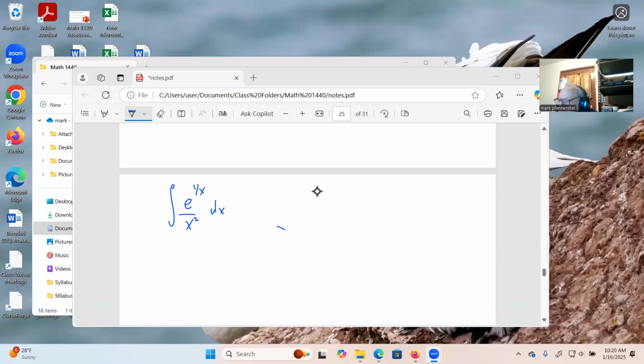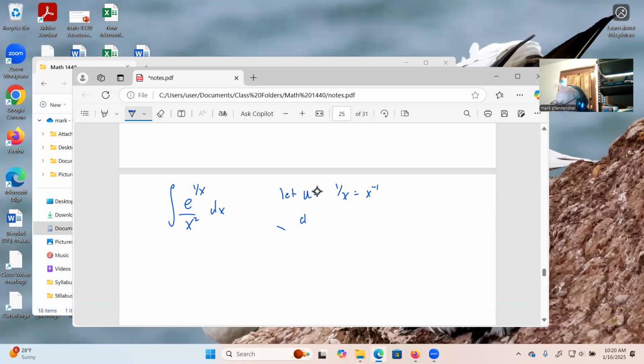We have this integral e to the 1 over x squared dx. So what we're going to do is start looking at this and saying, what is the most problematic thing? And this e to the 1 over x is kind of frightening. So we're going to say, let u equal 1 over x, or x to the negative 1.